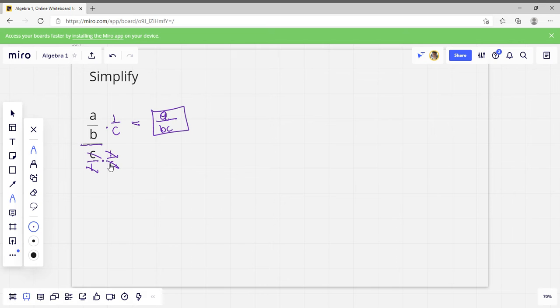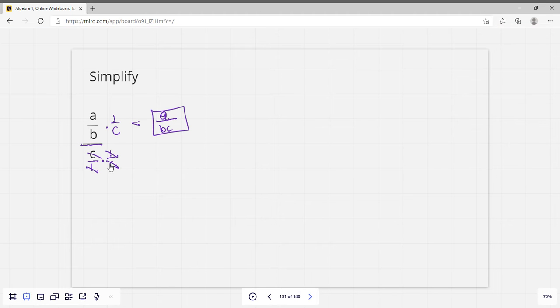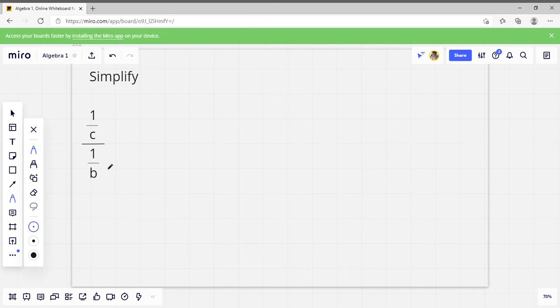All right, let's try another one. These are really, really easy as long as you know what to do. You just take your bottom fraction and you flip and multiply. Cancel, cancel, cancel, cancel. It totally gets rid of the bottom. Now we don't have a bottom, so you just multiply across the top. 1 times b is b. 1 times c is c. There's the answer: b over c.